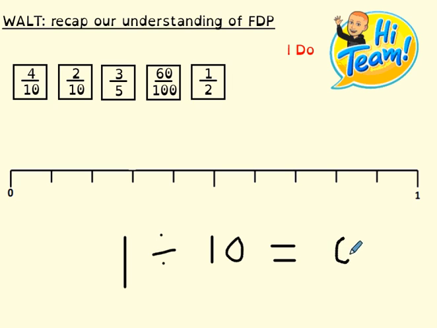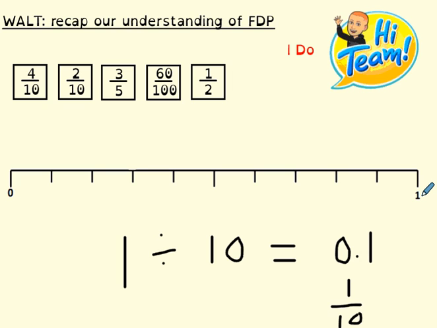So let's just check our interval. I'm jumping 1/10 each time. Let's see if it works. So 0, 1/10, 2/10, 3/10, 4/10, 5/10, which is the same as half, and we are halfway. 6/10, 7/10, 8/10, 9/10, 10/10, which is the same as 1. So yes, we know we've worked out our interval correctly.